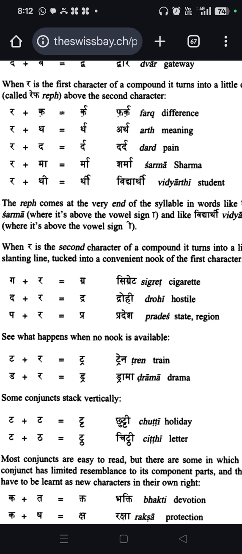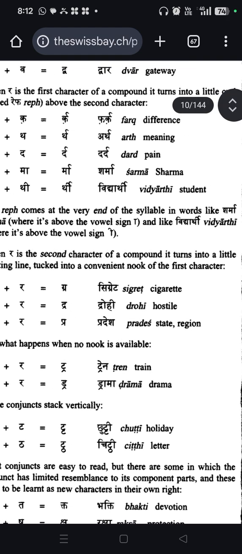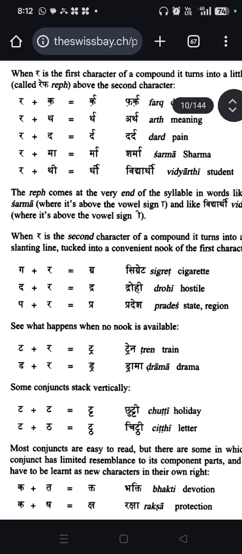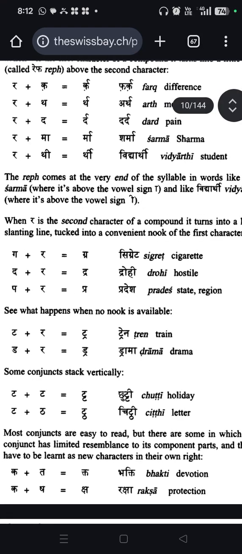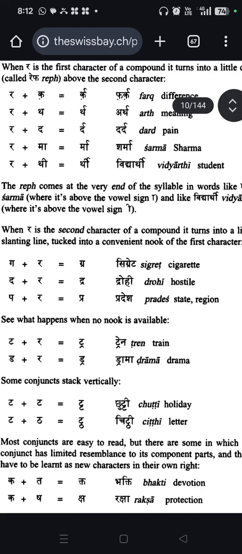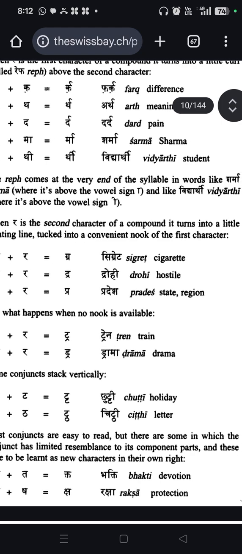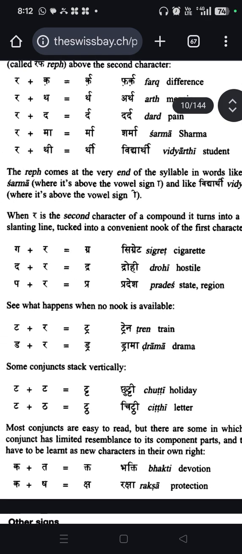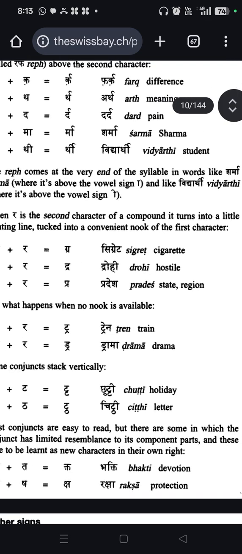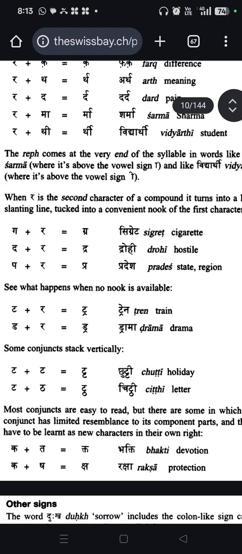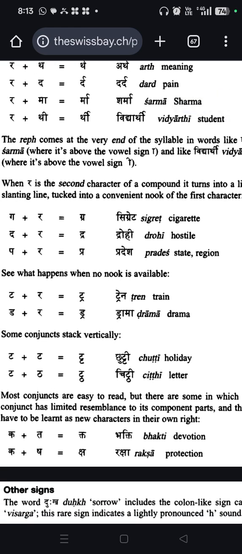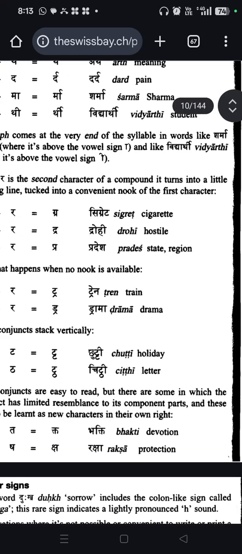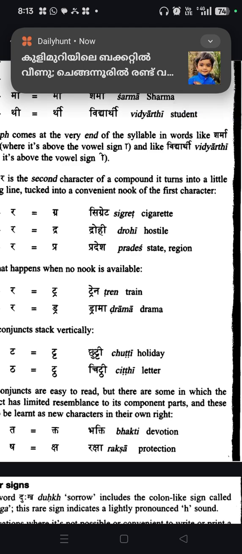The ref comes at the very end of the syllable in words like sharma, where it's above the vowel sign a, and like vidyarthi, where it's above the vowel sign ti. When ra is the second character of a compound, it turns into a little slanting line tucked into a convenient nook of the first character.